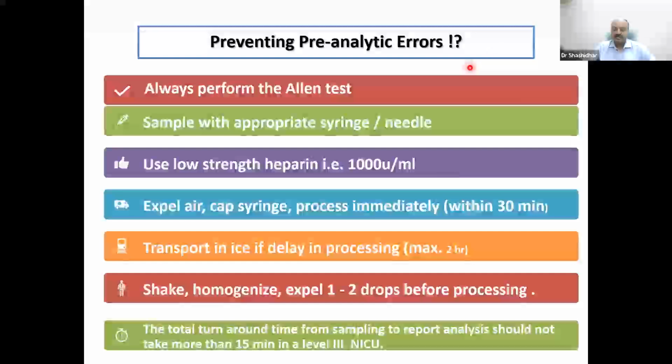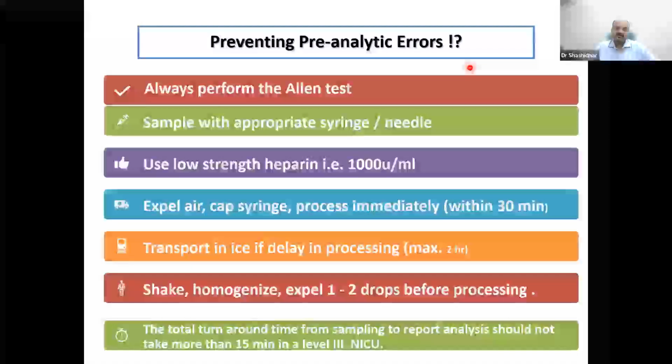So there is some medical legal implication of doing a blood gas. If you do a blood gas and unfortunately you end up causing gangrene of the hand, you are responsible if you have not done the modified Allen's test. So I'm sure all of you have heard of modified Allen's test, but somehow it has not come into routine clinical practice.